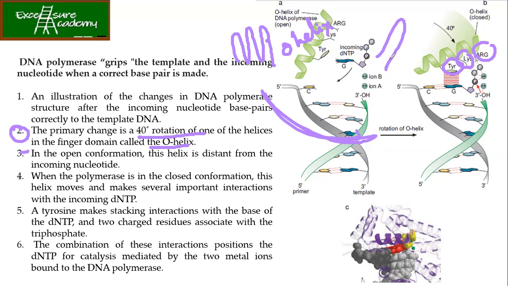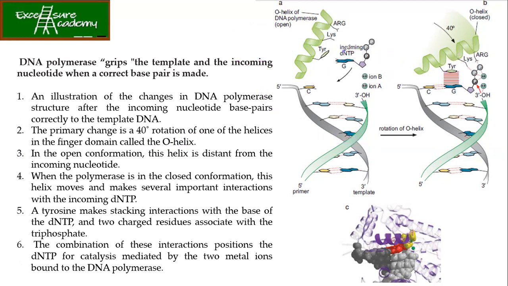Now in this open conformation, the helix is far away from the dNTPs, or the incoming nucleotide. See, this is your incoming nucleotide. Now when the polymerase is in the closed conformation, when it is open, your fingers are far apart, that is the open conformation. When it comes and interacts with the incoming dNTP, then it is closed. That happens after the 40-degree rotation. Now what is happening over here? The tyrosine from the O helix in the closed conformation, after the 40-degree rotation, makes a stacking interaction with the guanine or any other incoming nucleotide.